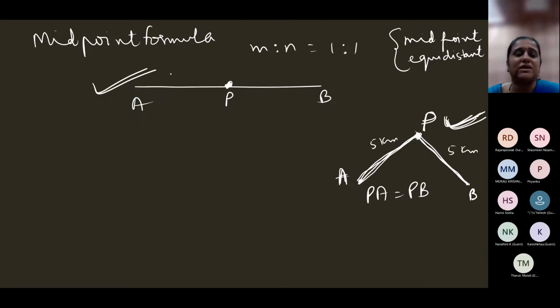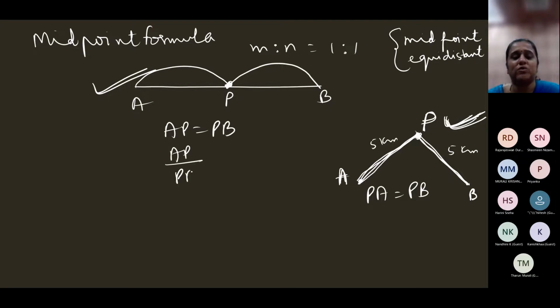So here you can say that P divides AB in the ratio 1:1, because P is the midpoint of AB. So the ratio is 1:1. Why 1:1? Because AP is equal to PB. That means if you write this as a division, AP by PB is equal to 1/1. Supposing this is 10 centimeters, this is also 10 centimeters. What's the ratio? 10 by 10, 1:1.